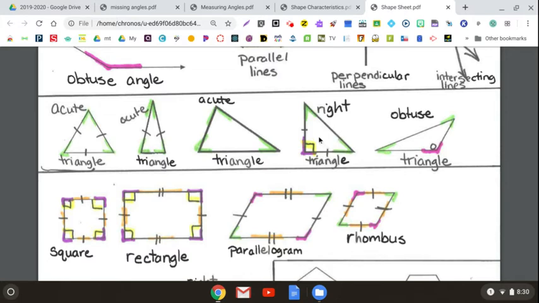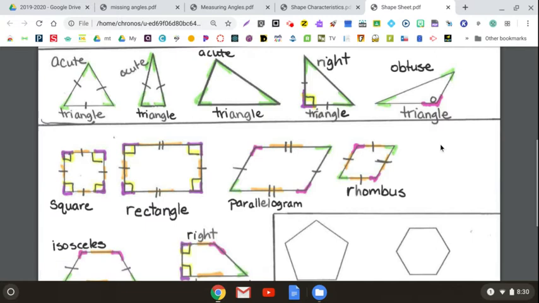We also learned that we could have a right triangle. This is a triangle that has a right angle, a pair of perpendicular sides, and two acute angles. And finally, we can have an obtuse triangle. Remember, this is two acute angles and one obtuse, big wide angle to make it an obtuse triangle. Remember, tri means three. So all triangles have three sides, three angles.